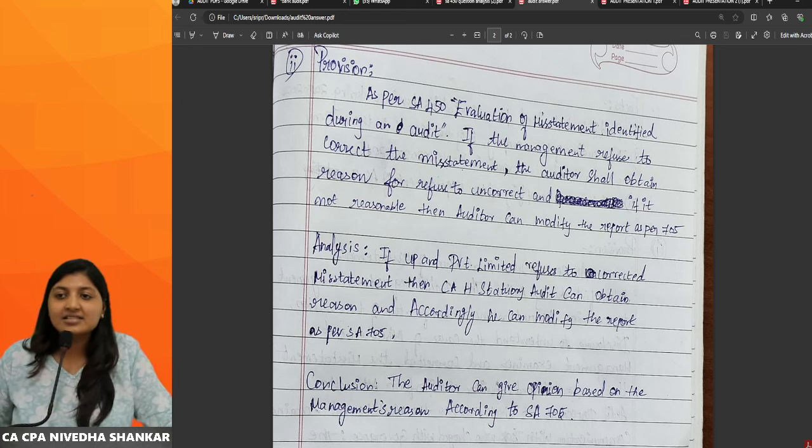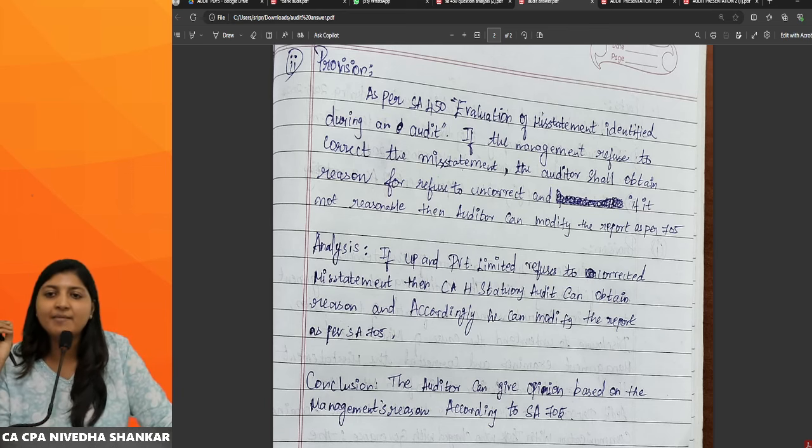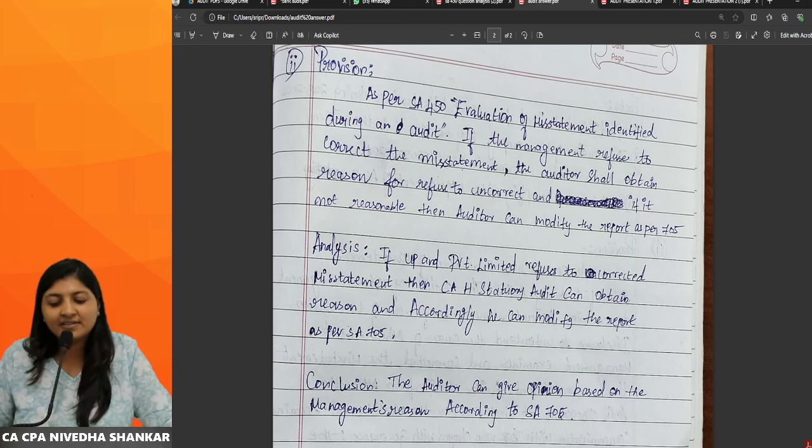That is the answer. The conclusion itself is supposed to be: the auditor is going and telling the misstatement, they are not correcting, what should the auditor do? Ask for reasons. Obtain the reasons from the management. That only is the conclusion itself. Analysis. If Up and High Private Limited refuses to correct the misstatement, then CA H, statutory auditor, can obtain reasons and accordingly he can modify the report as per SA 705.